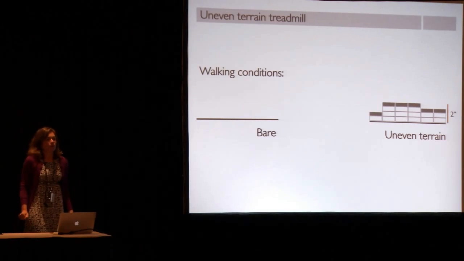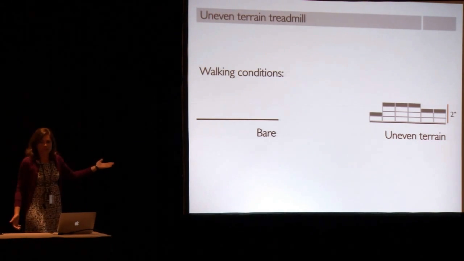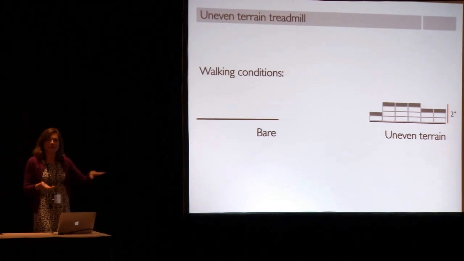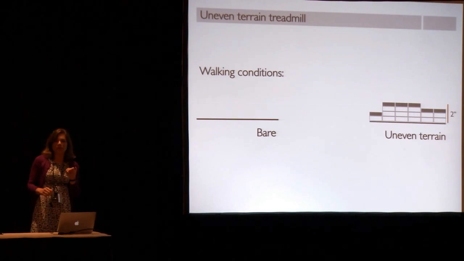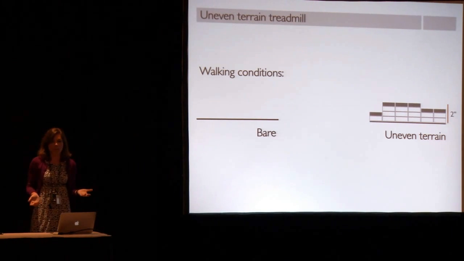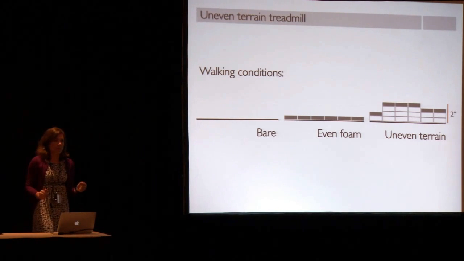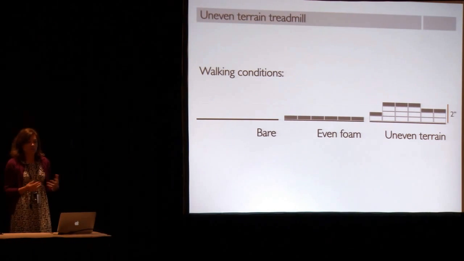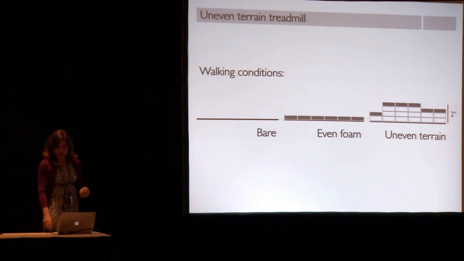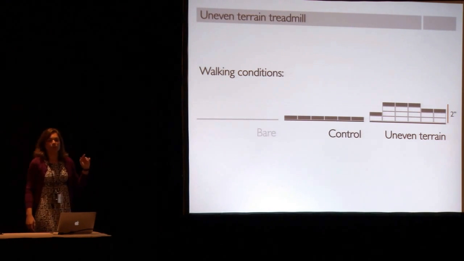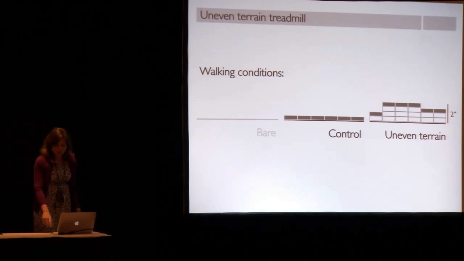What we were interested in measuring, obviously, was the difference between the bare surface, which is just the level treadmill belt, and the uneven terrain. But since our uneven terrain is covered in this foam surface, we wanted to make sure that the foam didn't change the gait dynamics, so we added a third condition called the even foam. What we noticed is that there's no statistical difference between the level foam and just the level treadmill belt. And so I'm not going to talk about the bare condition, and I'm going to refer to the foam condition as the control. So I'm only going to talk about 2 conditions.